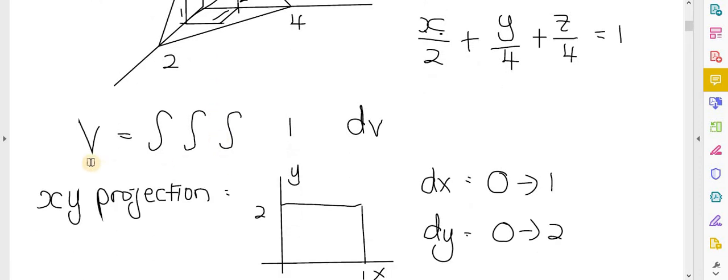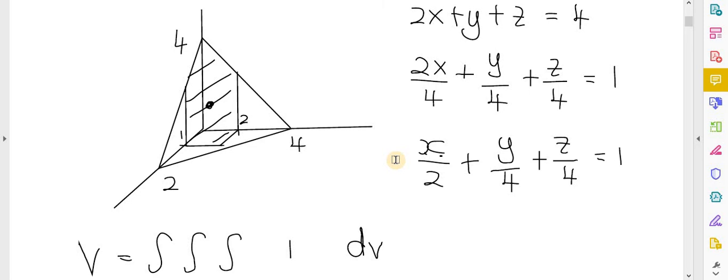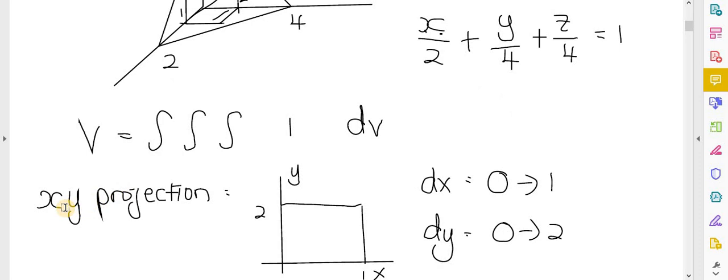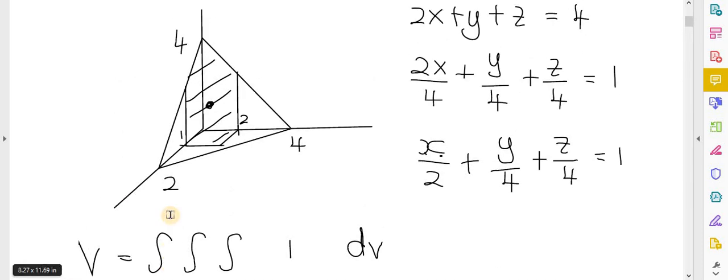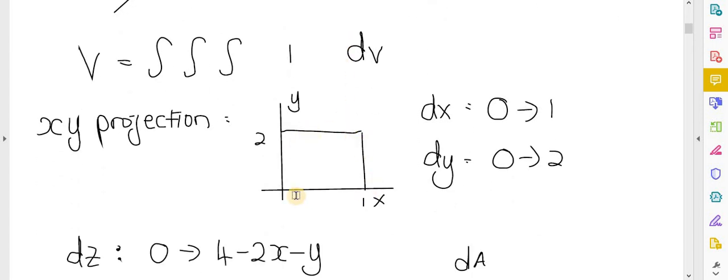So we have to use these equations. First of all, we have to choose projection. Projection means where you want to look at this solid. If I choose the xy projection, it means that I look at this solid from the top, from the z-axis. So you put your eyes here. When you put your eyes here, basically you will see a square shape here. So this is what you see.